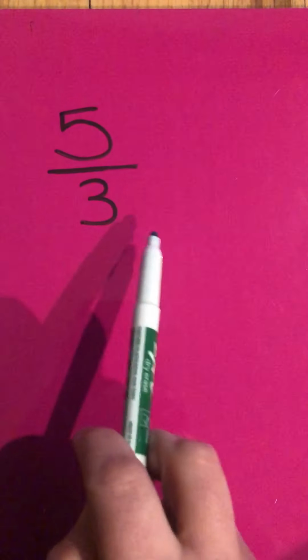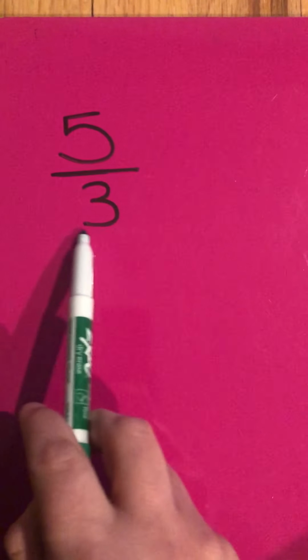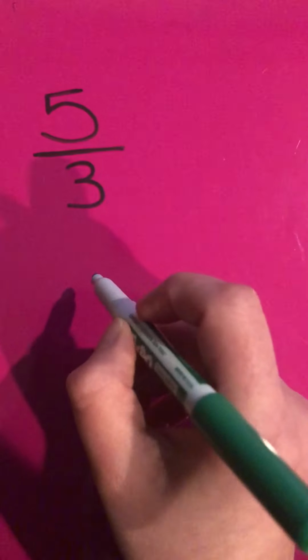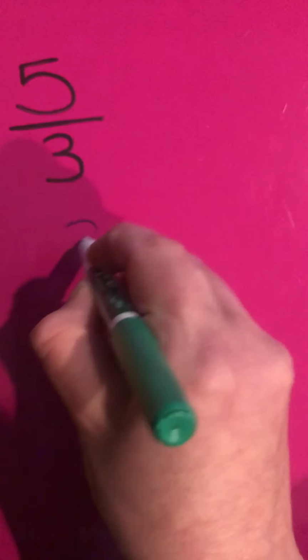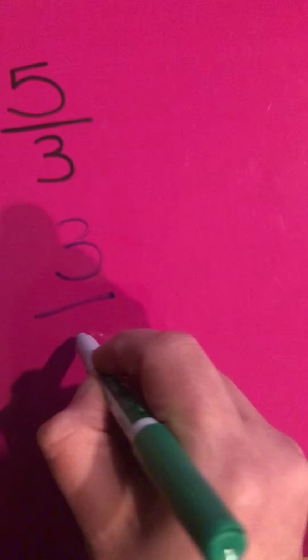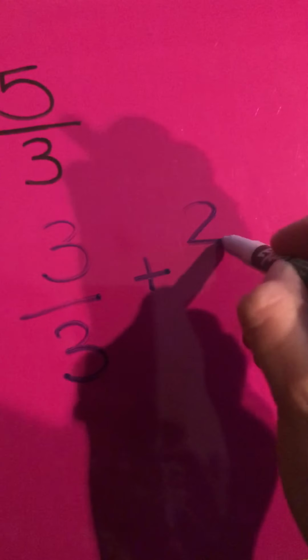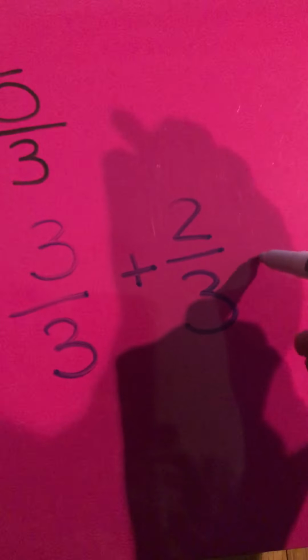The first way we're going to focus on is I want to think about how many thirds I need to make 5/3. So I'm going to start by writing my wholes first. So I have 3/3 plus, and I need to get to 5/3. 3/3 plus, let me get 2/3 will equal 5/3.